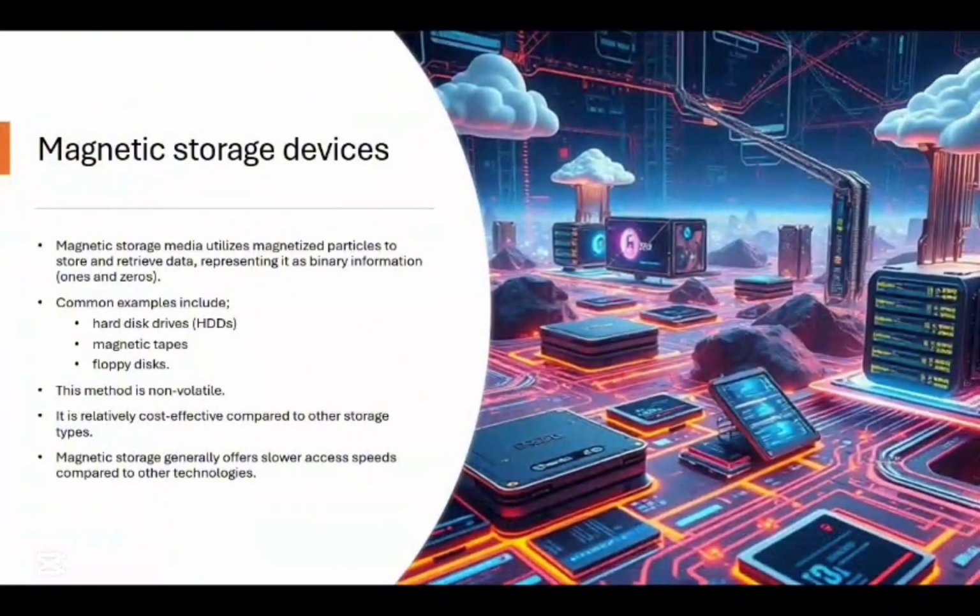Magnetic storage devices. Magnetic storage devices use magnetized particles to store and retrieve binary data. Common examples are hard disk drives, magnetic tapes, and floppy disks. This storage method is non-volatile and relatively cost effective, though it generally has lower access speeds than other technologies.